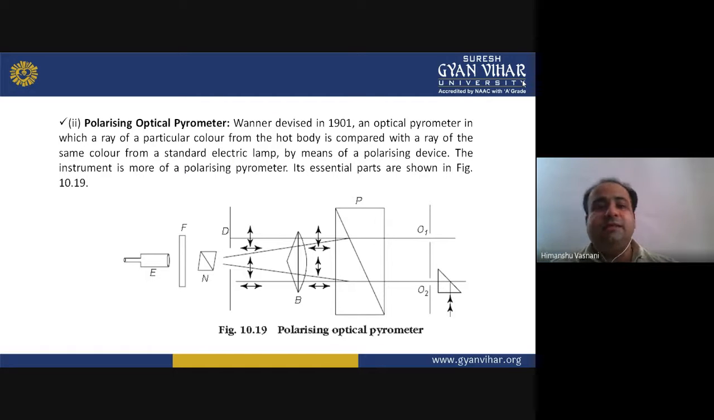Then the polarizing optical pyrometer. Devised in 1901, it is an optical pyrometer in which a ray of a particular color from a hot body is compared with the ray of the same color from a standard electric lamp by means of a polarizing device. Its essential parts are shown in this figure. You can easily see in the figure how it is arranged.